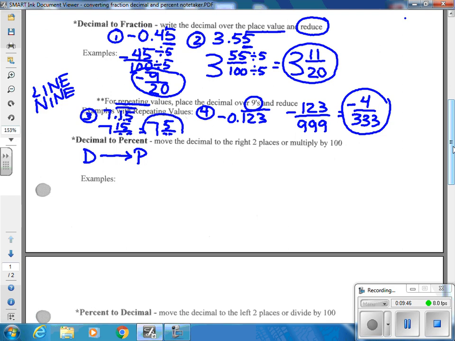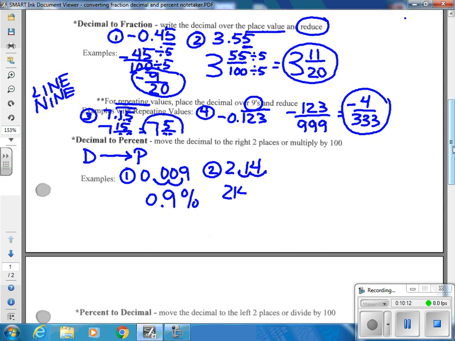All right, so there's no math attached to this. If I give you 0.009 and I tell you to make it a percent, you're going to take the decimal and go 1, 2 places to the right, and then that gives you 0.9%. You must put the percent sign behind your answer or it is not complete. Right, so for the second one, if I give you 2.14, again, take the decimal and go 1, 2 to the right, and that gives you 214%.